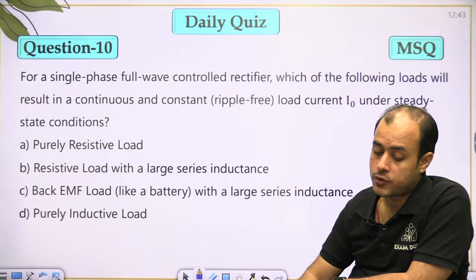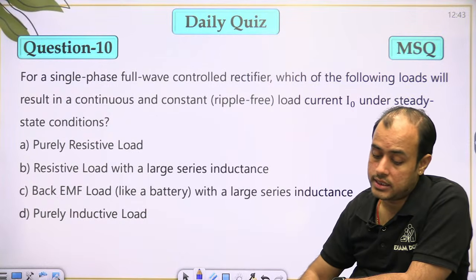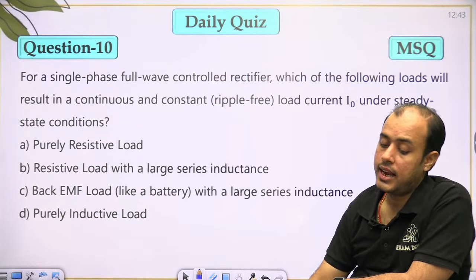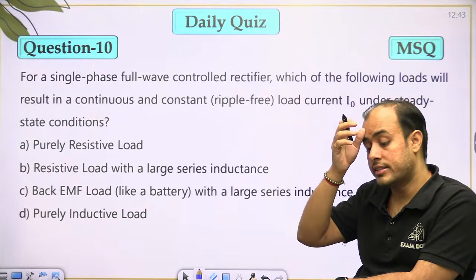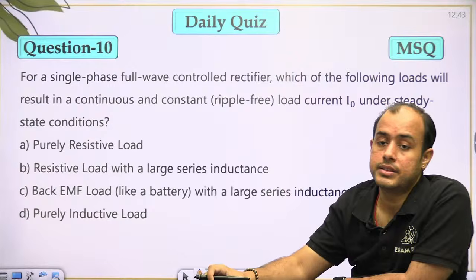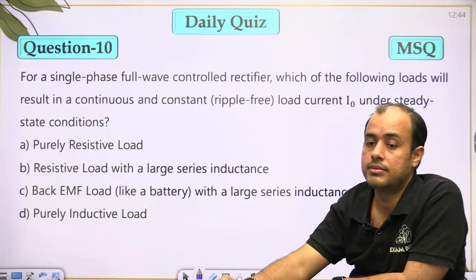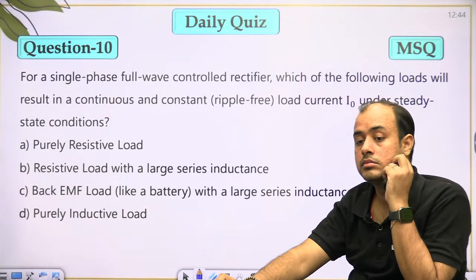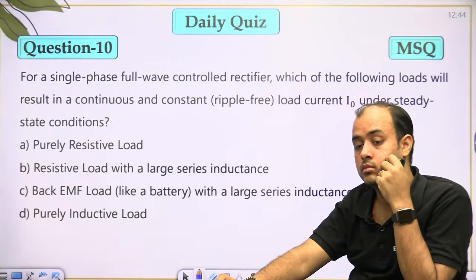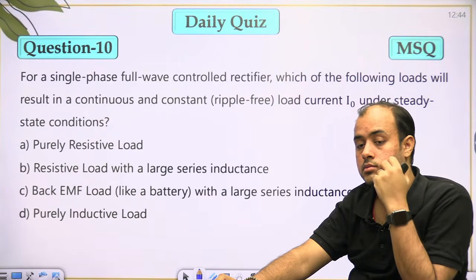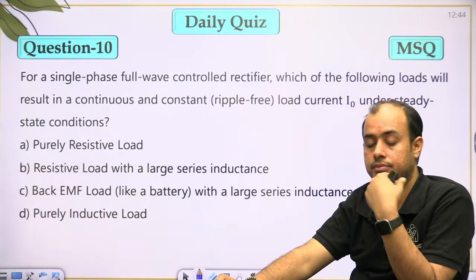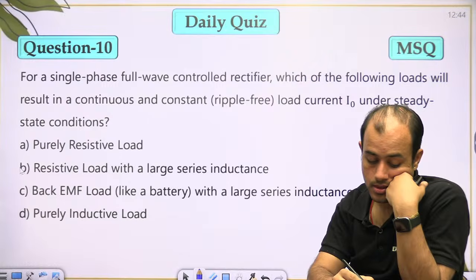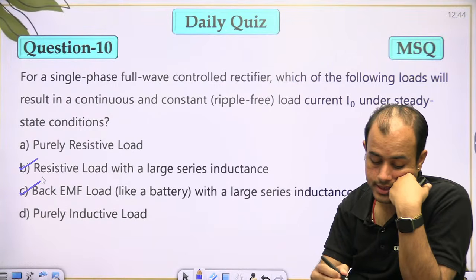For single phase full wave controlled rectifier, which of the following load will result in a continuous and constant load current? कॉन्टिन्यूअस एंड कांस्टेंट लोड करंट के लिए इनमें से कौन सा लोड इस्तेमाल कर सकते हो बताइए. बोलो भाई. ई सी.